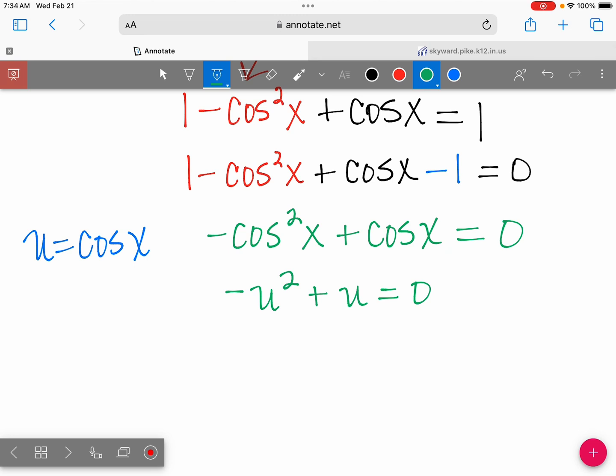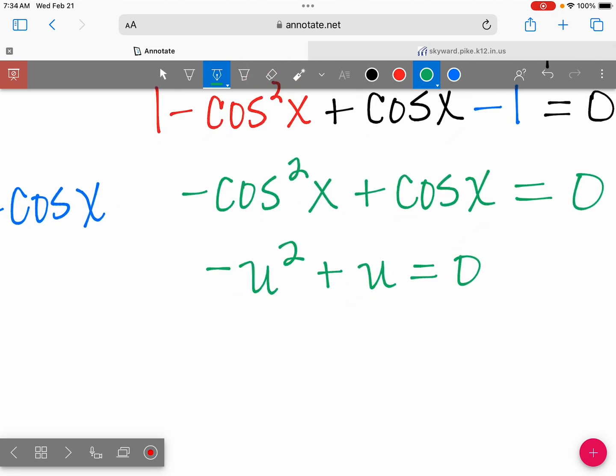What'd you say, Marcus? We can do that. Let's go ahead and divide by negative 1. If I divide by negative 1, that's just going to change this to a positive u squared minus u. Okay. And take out a u.